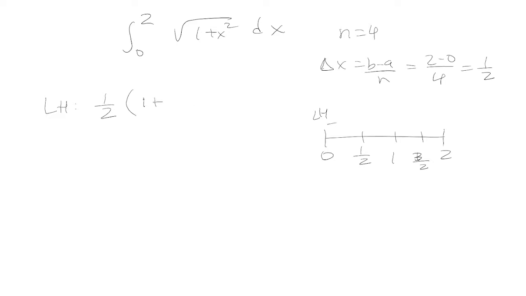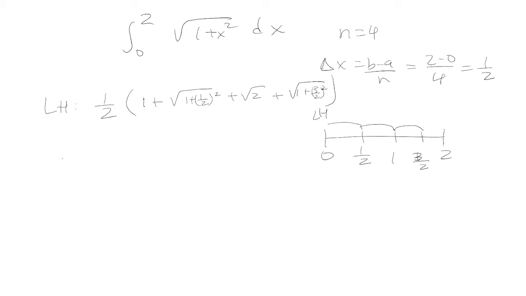Now I jump to x equals 1/2. So you have the square root of 1 plus 1/2 squared, plus I go to x equals 1. That's going to be square root of 2. And then finally I'm going to go to 3/2, which will be 1 plus 3/2 squared.